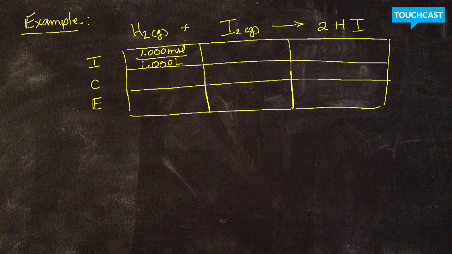So you see what I've done here is I've done concentration, molarity. Okay, and let's see. Now they've got 2.000 mole of I in a 1.000 liter container.